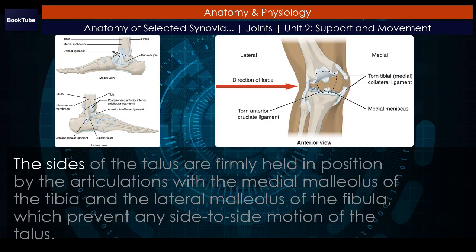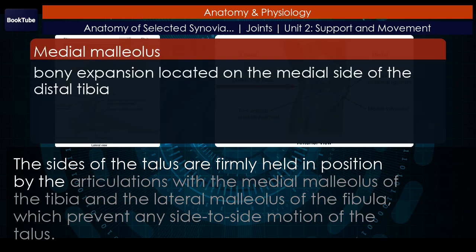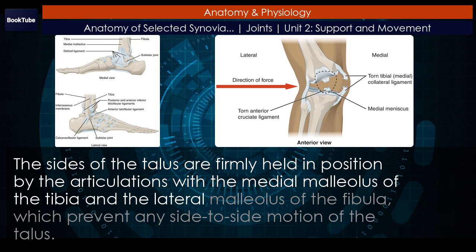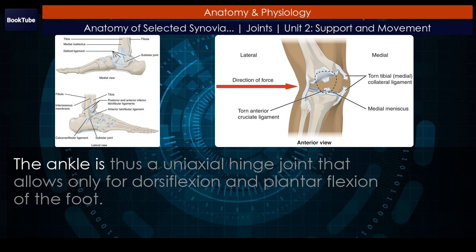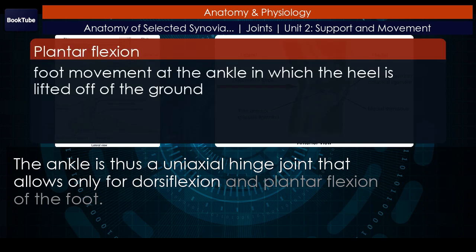The sides of the talus are firmly held in position by the articulations with the medial malleolus of the tibia and the lateral malleolus of the fibula, which prevent any side-to-side motion of the talus. The ankle is thus a uniaxial hinge joint that allows only for dorsiflexion and plantar flexion of the foot.